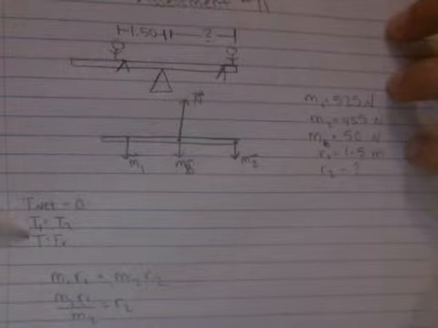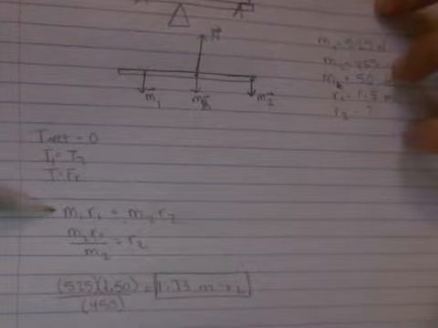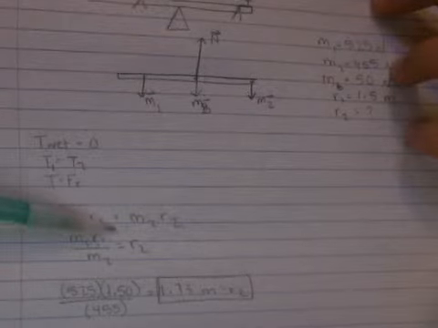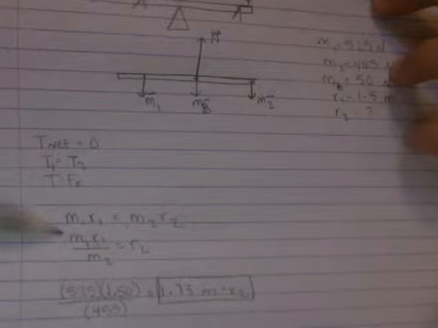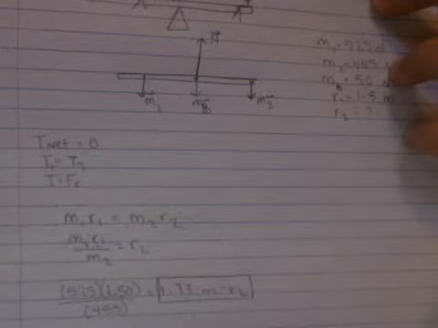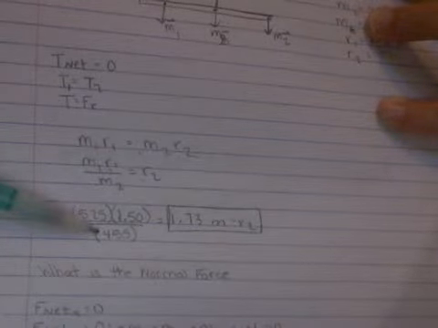But anyways, we can say torque 1 equals torque 2, and we know that torque is the force times radius. So what I did is we have the mass of our first person times their radius equals the mass of the second person times their radius, and we're looking for R2. So R2 equals mass 1 times radius 1 divided by mass 2. You get 525 newtons times 1.5 meters divided by 455, which is 1.73 meters. So the lighter person sits 1.73 meters from the pivot.